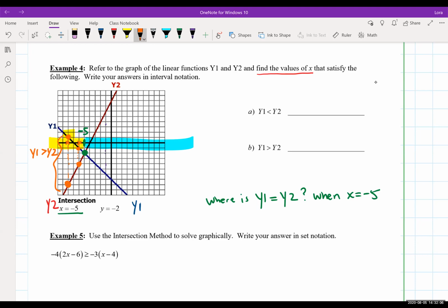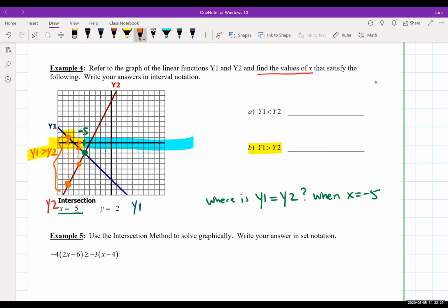So y1 on the left side of -5 is always higher than y2, or what we want to say formally, greater than y2. So if I'm trying to determine which inequality matches this, I can see right away part B is describing the same thing, y1 greater than y2. So might as well answer the question.